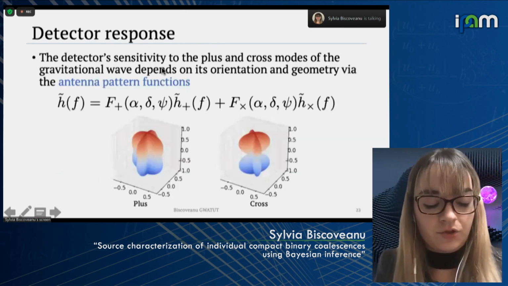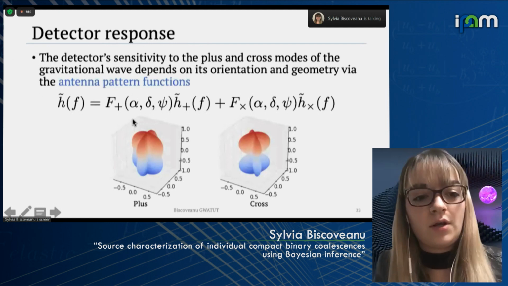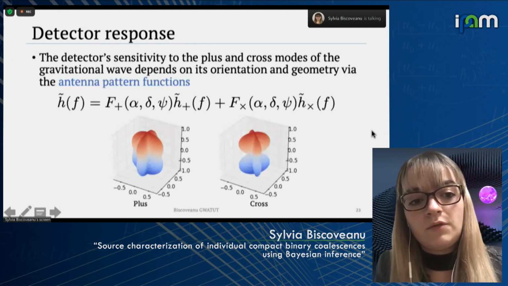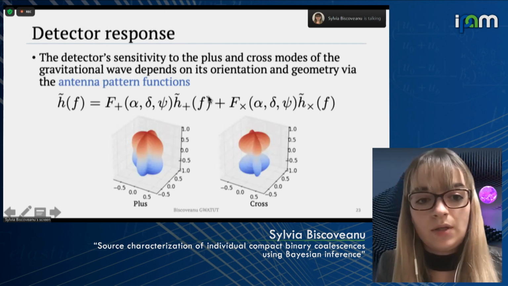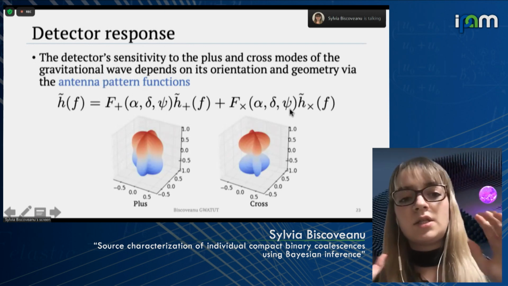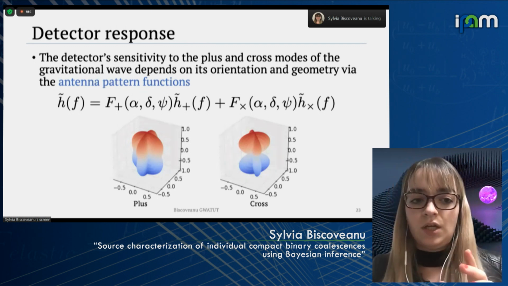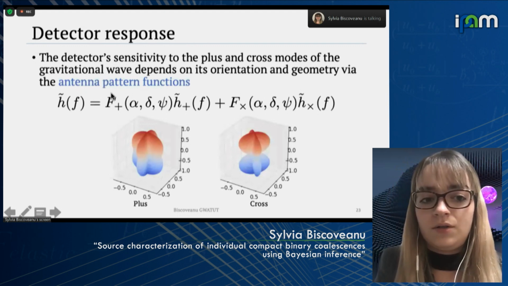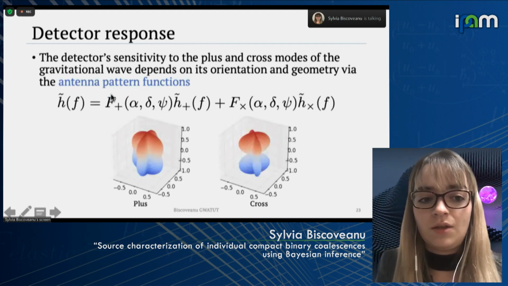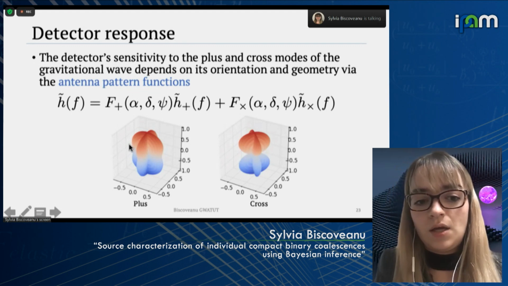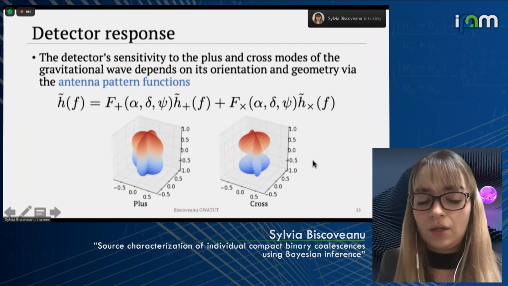And how about the extrinsic parameters? So they enter the final waveform that is observed via what's called the detector response. So the detector's sensitivity to the two different polarizations of gravitational waves depends on its orientation and geometry via what are called the antenna pattern functions. So these are these F plus and F cross functions that depend on the right ascension, the declination, and the polarization. And you can see what they look like here, the plus polarization and the cross polarization for the two LIGO detectors.